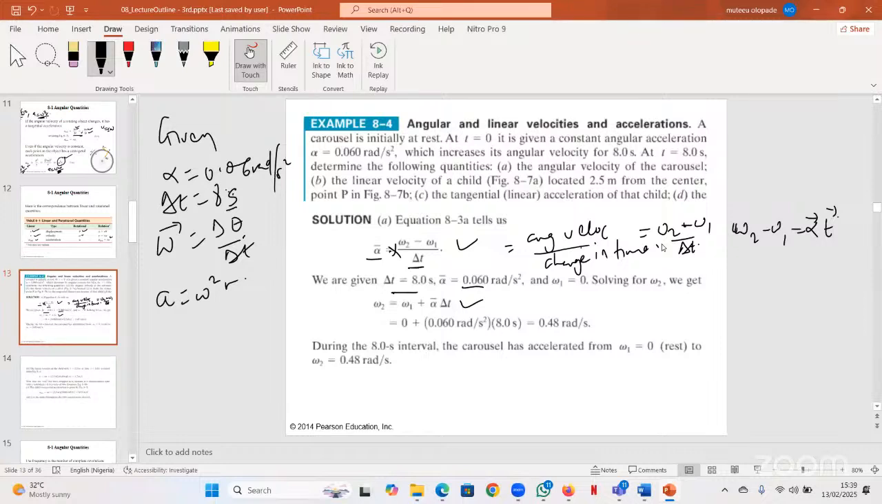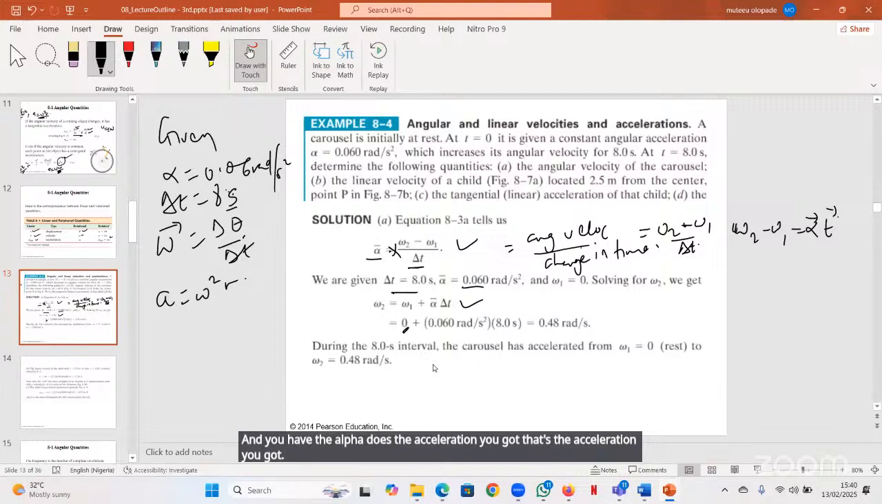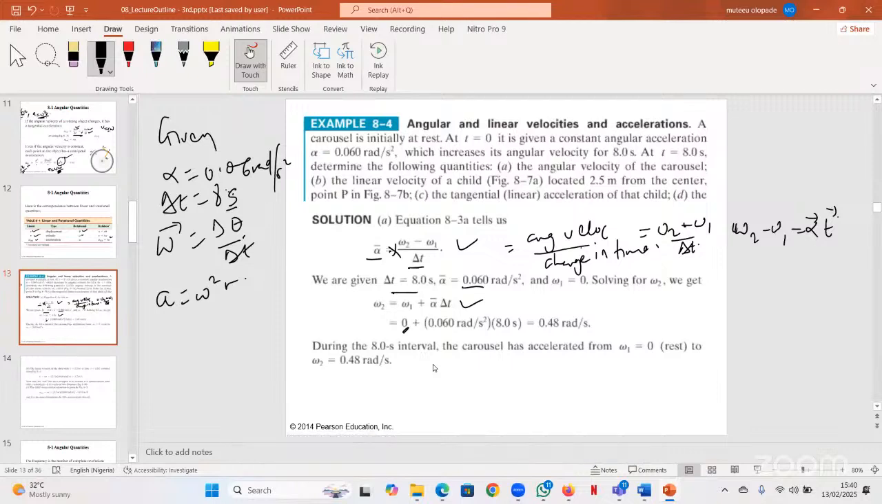So the omega 1 is 0 because it was initially at rest before it starts to move. So that is what has been done here. And you have the alpha, that's the acceleration you got. That's the acceleration that was derived.